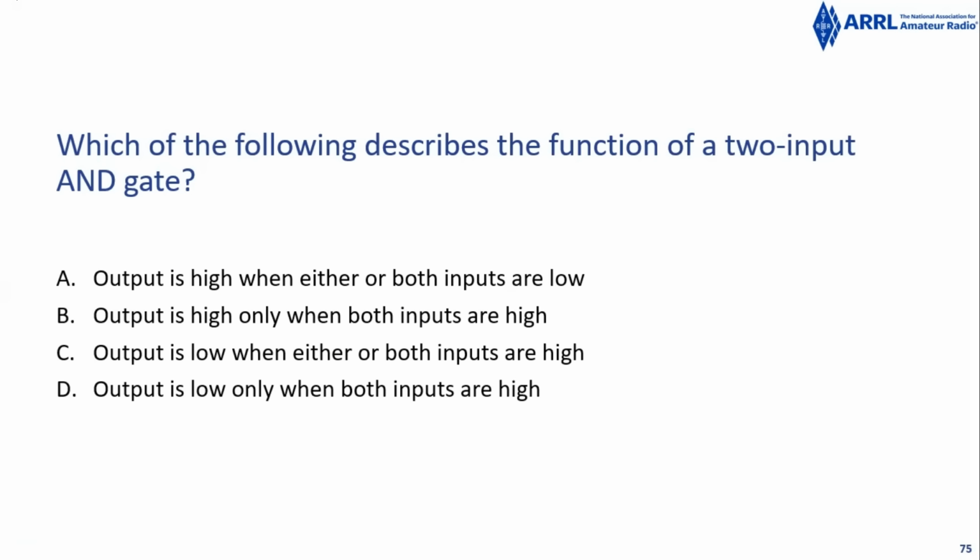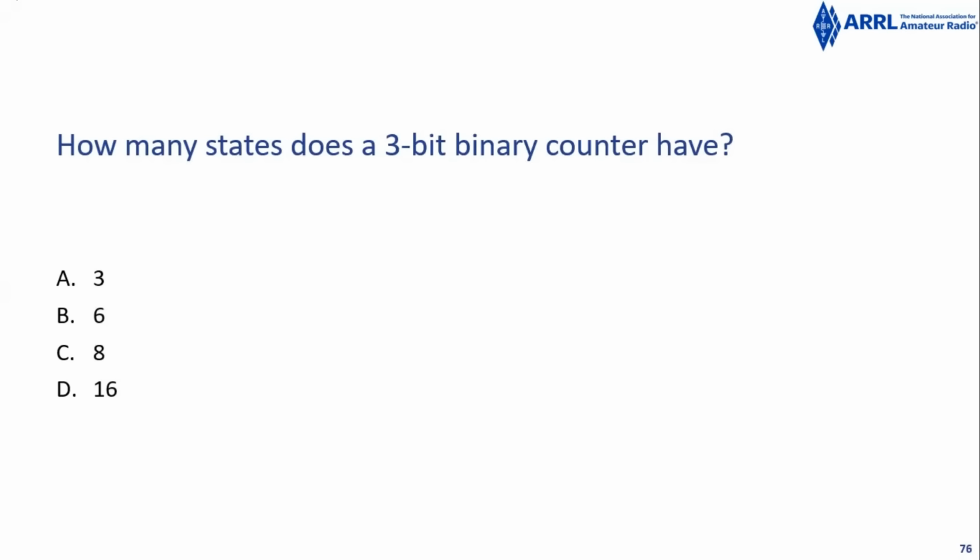Okay, output is high only when both inputs are high. That would be B. How many states does a 3-bit binary counter have? So remember, you take 2 to the n. If it's 3, it's 2 to the n, so that would have to be 8.